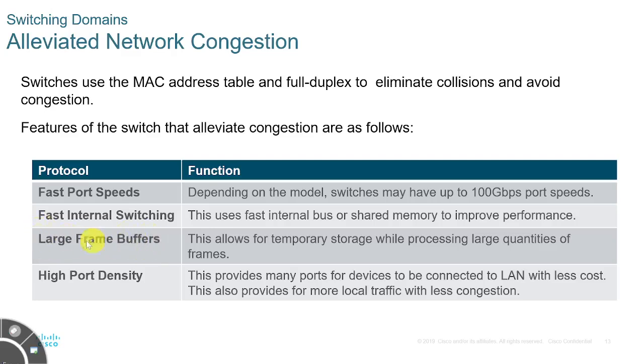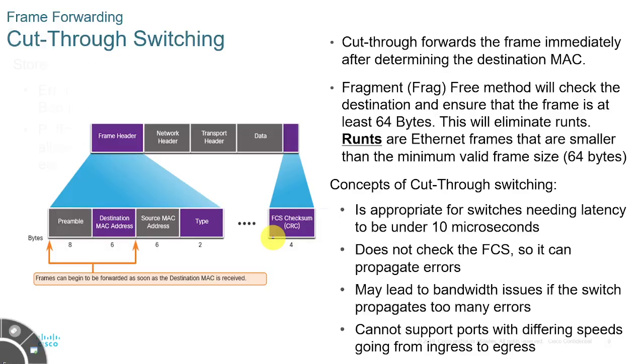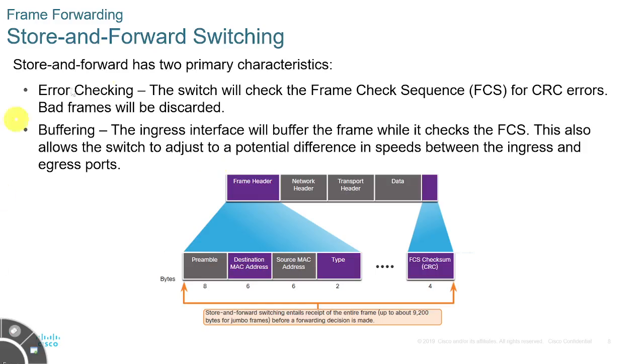The frames that come at the ingress interface while the switch is checking for the FCS, for example, or CS, for example, in this method, store and forward switching.